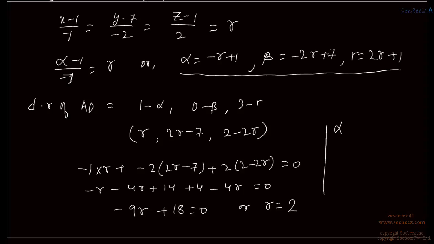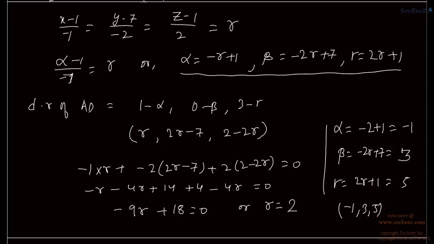So r is equal to 2, that means alpha is equal to minus 2 plus 1, which is equal to minus 1. Beta is equal to minus 2r plus 7, which is minus 2 times 2, minus 4, so 7 minus 4 is 3. And gamma is equal to 2r plus 1, which is 2 times 2 plus 1, that is 5. So we have the coordinates of the perpendicular as minus 1, 3, 5.